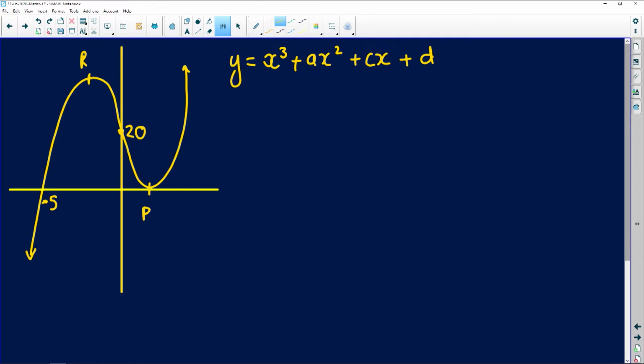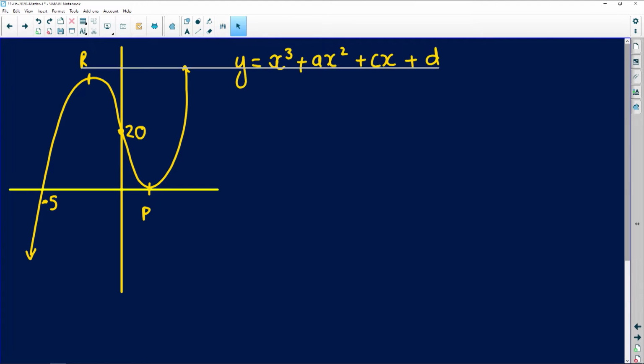Okay, this question is a calculus question and it's got to do with functions. So let's have a look. They give us a cubic equation. They say the equation is y equals x cubed plus ax squared plus cx plus d.